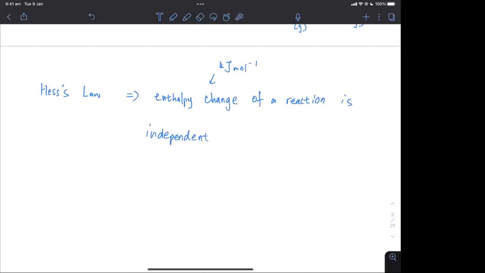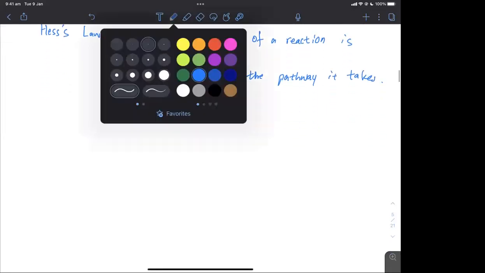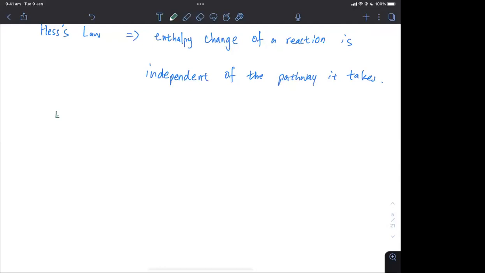A lot of you will have slightly different definitions of this, which is perfectly fine. But whatever you do, you must be able to apply the concept. Independent means it does not depend on the pathway it takes, as long as you start from the same reactants and end up at the same product. We're going to apply Hess's law in 3 different examples.